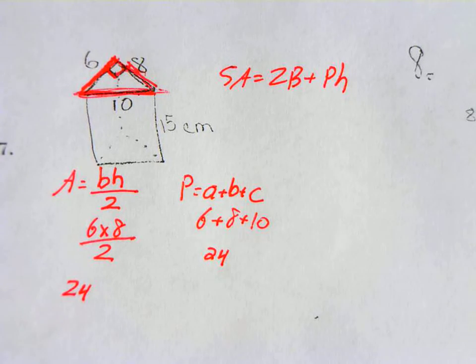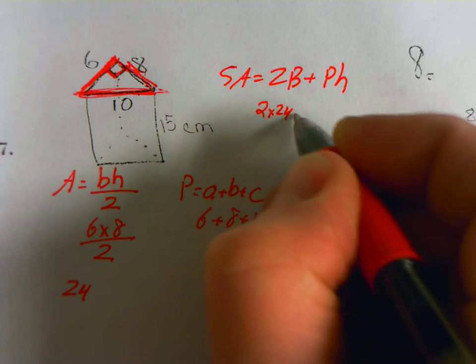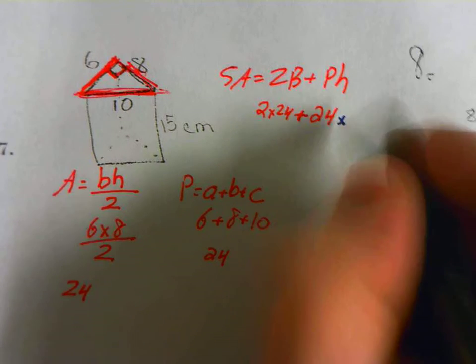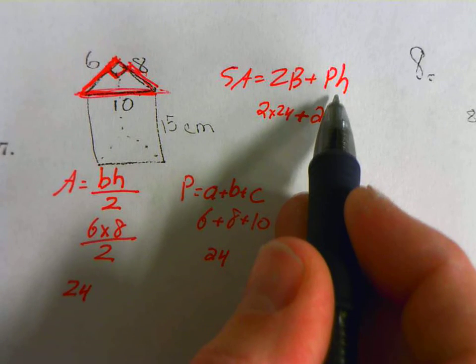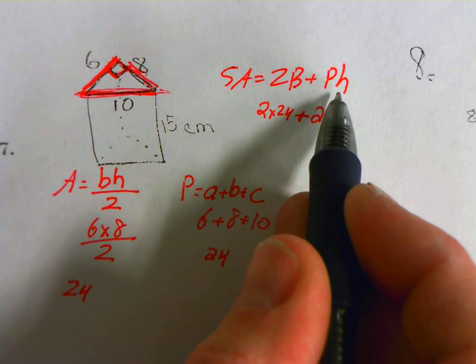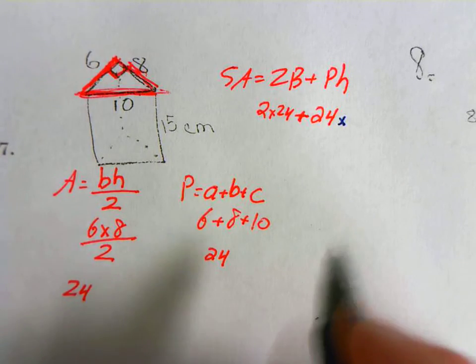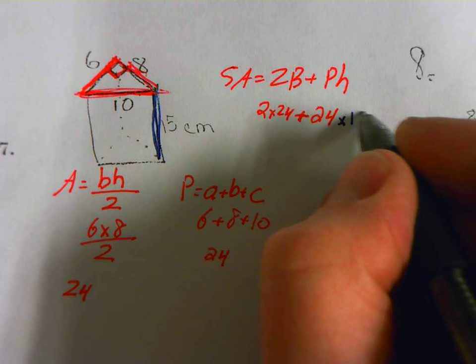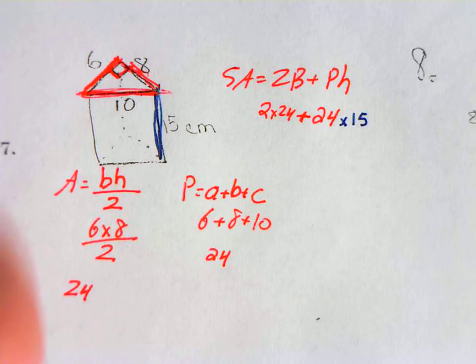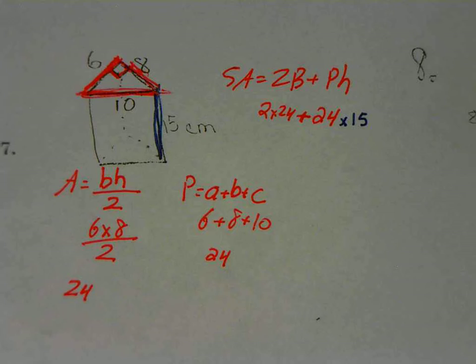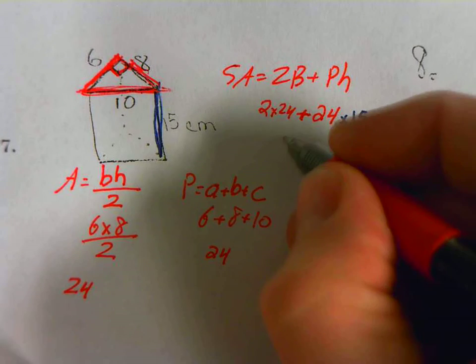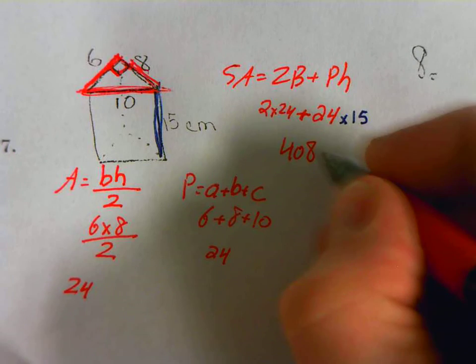Now plug everything in. 2 times 24 plus, don't mix that up, make sure that's a plus sign, 24 times, now this height, it's the height of the prism. What's the distance between the two bases that are the same shape? What's the distance between the triangle on top and the triangle on the bottom? 15. Plug that in, type it in, and this one I don't actually have the answer typed up already, so what do we get? $408. Heard it a couple of times, and I got it as well.